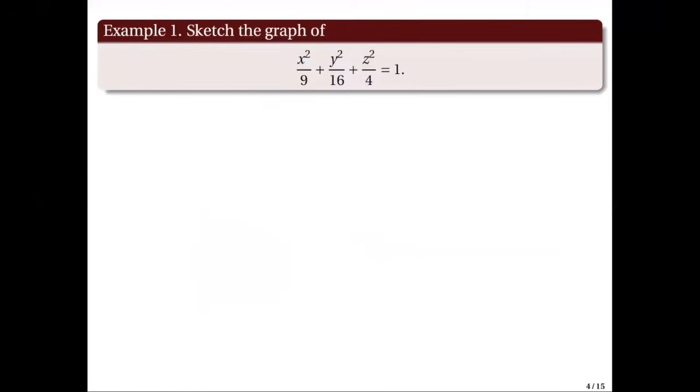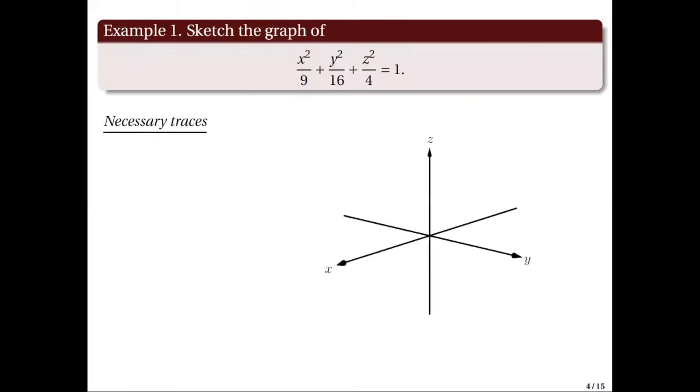Consider x squared over 9 plus y squared over 16 plus z squared over 4 equal to 1. This equation definitely represents an ellipsoid because we can see here that all variables are of degree 2, all of them have positive coefficients, and the constant term is equal to 1. So to sketch the graph of this ellipsoid, we just identify the traces on the coordinate planes. Let's begin with the trace on the xy plane.